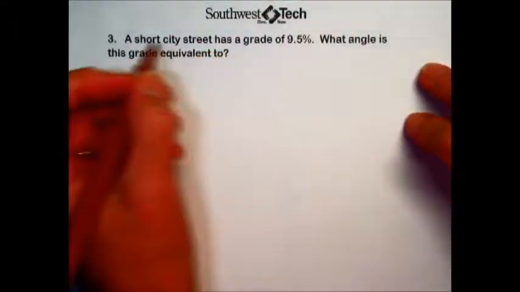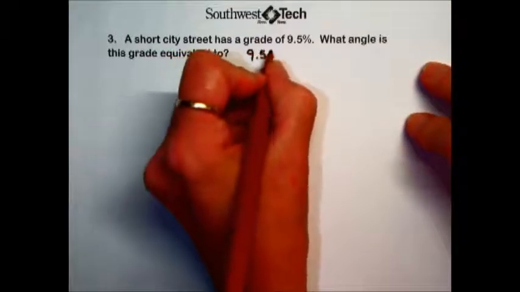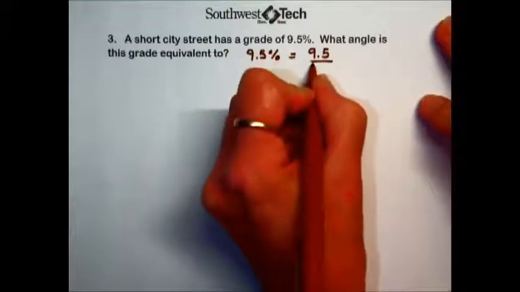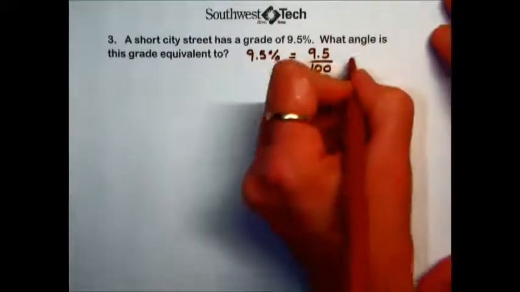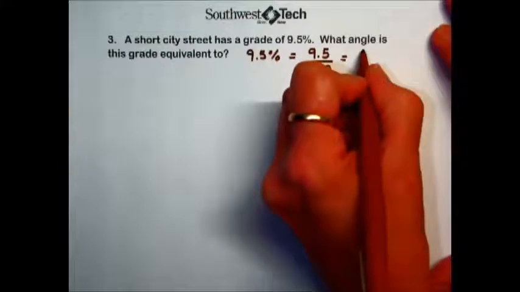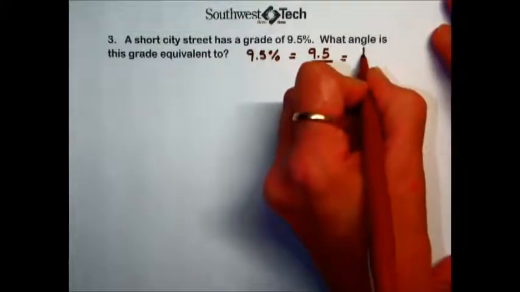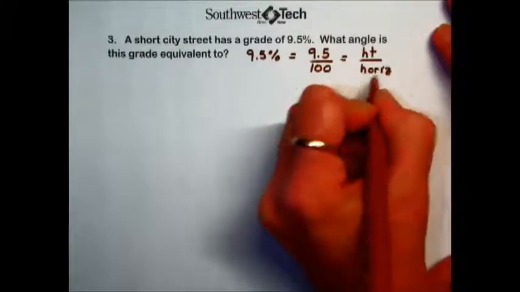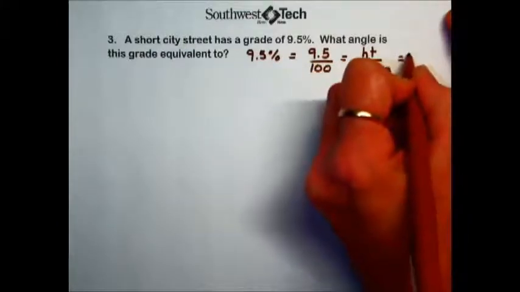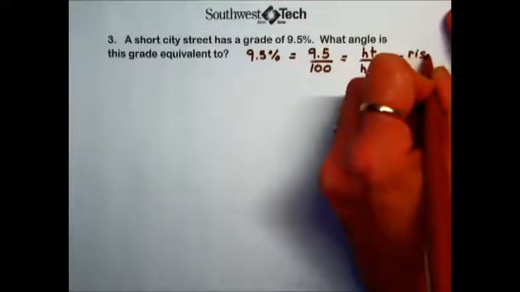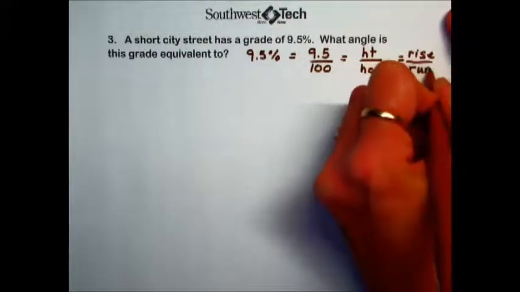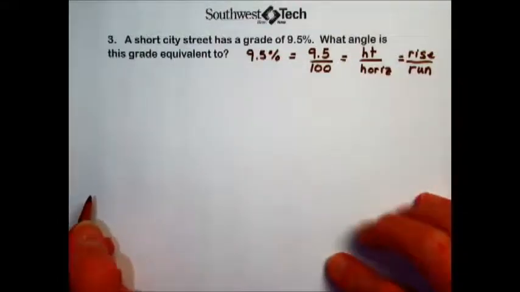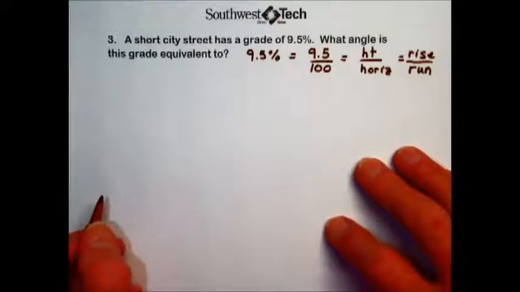If you take 9.5% and translate it into an equivalent fraction, this is telling us the elevation, or the height that's gained, over the horizontal distance. It could be equated to a rise over run, if you're familiar with that relationship describing slope in linear algebra. So let's draw a picture and see what's going on.